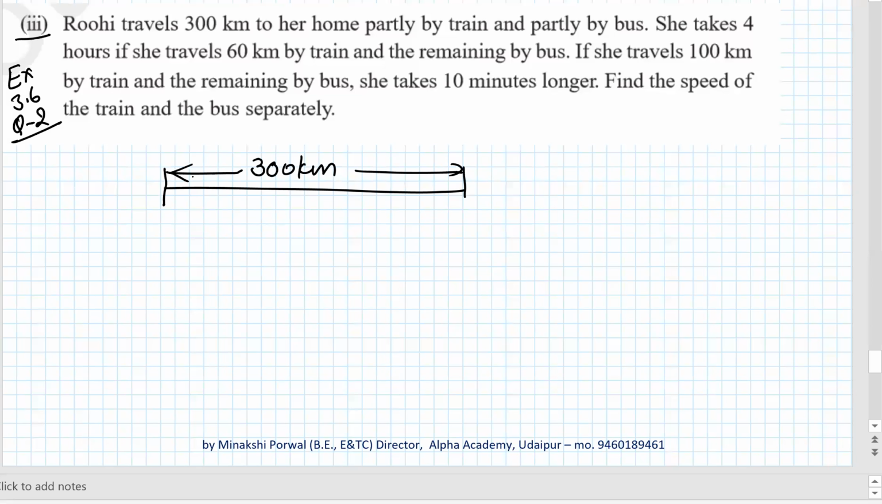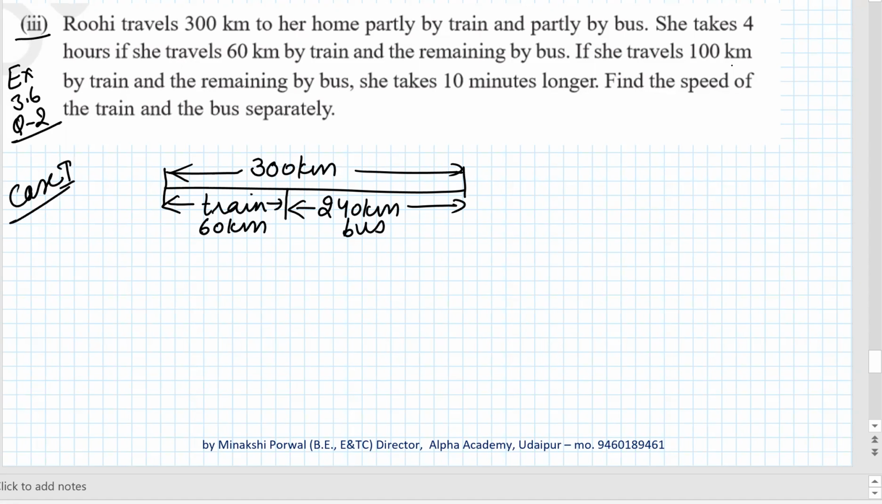Some part of it is covered by train. She takes 4 hours if she travels 60 kilometers by train, and the remaining part, that is 240 kilometers, is covered by bus. Now this is case 1. If she travels 100 kilometers by train and remaining by bus, she takes 10 minutes longer.